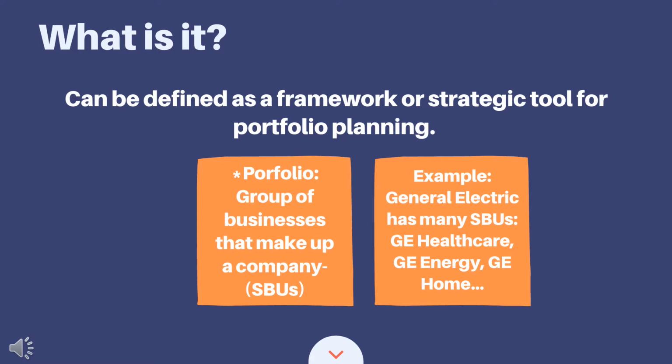So first things first. What is the McKinsey matrix? It could be defined as a strategic tool that offers a systematic approach for the business's portfolio to prioritize its investments among its business units. What is a portfolio? A group of businesses that make up a company. For example, General Electric. Some of their business units are GE Healthcare, GE Electric, and GE Home.